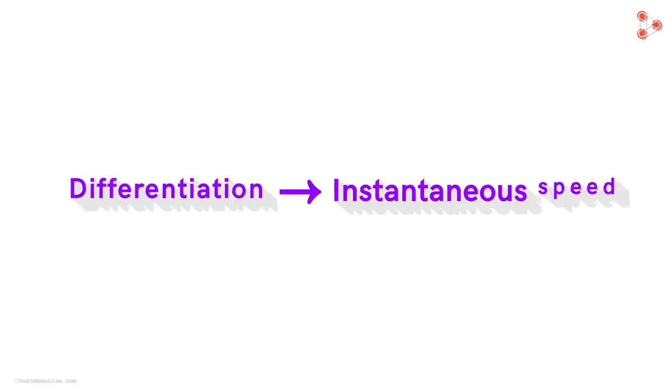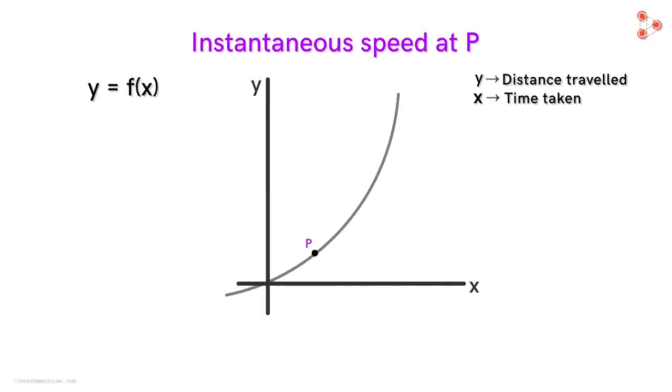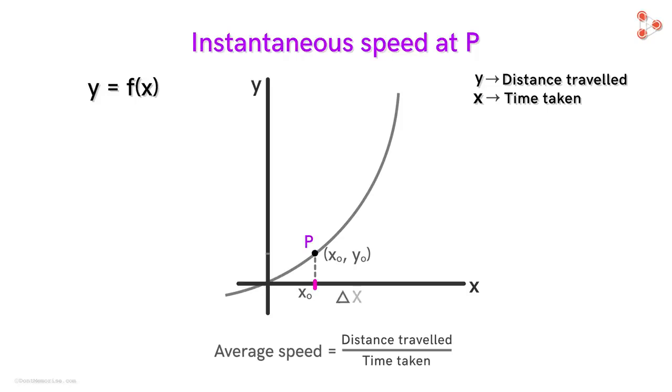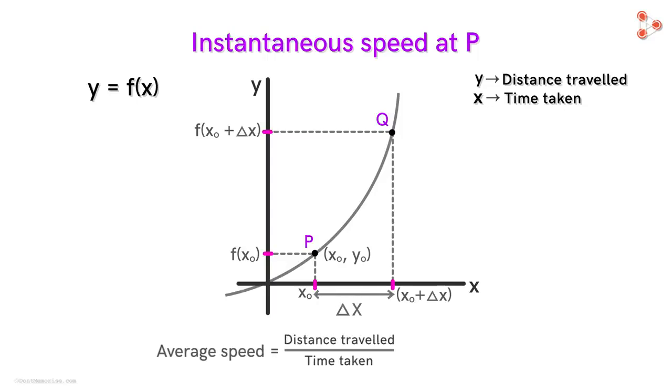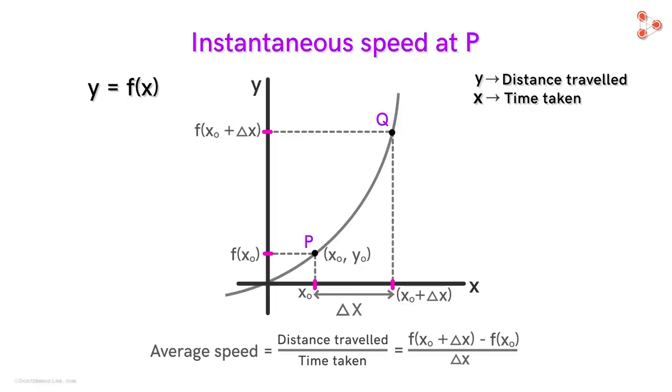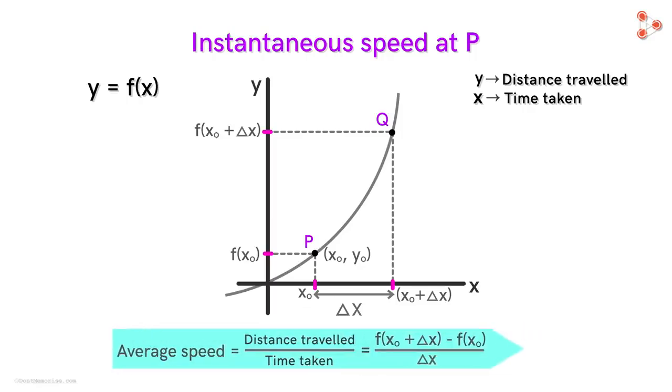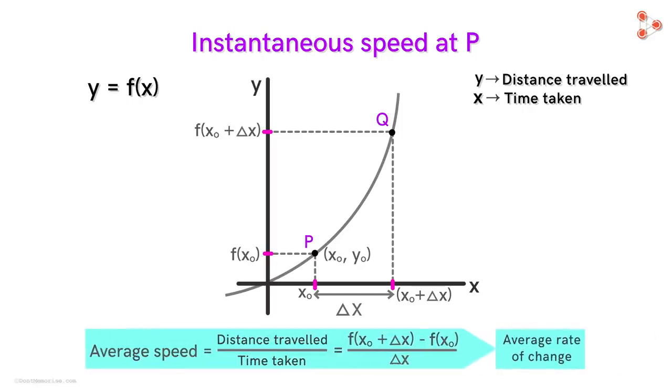Let's say we want to find the instantaneous speed at this point P, that is at the time instant x0. For this, we first find the average speed for some time interval delta x. At x0, the distance covered will be this. And at x0 plus delta x, it will be this. So the average speed in the time interval delta x will be equal to this. For a function, this ratio is called the average rate of change.